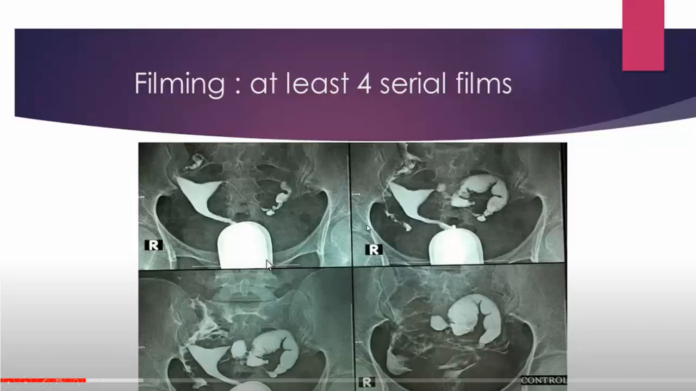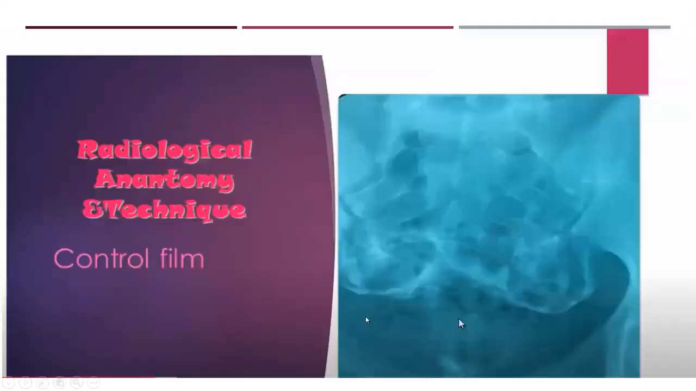Filming at least 4 serial films. We must take 4 serial films. See here, if I see the first film, I could say that it may be normal, but it's not normal. There is progressive dilatation of this fallopian tube and loculation of the dye in the control film. So here there is hydrosalpinx of the left fallopian tube with loculated contrast in the control film. So serial films are very important.